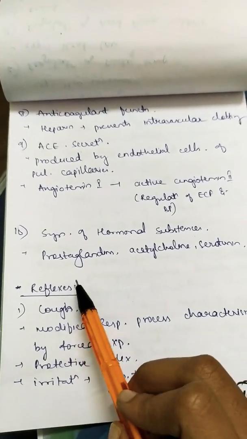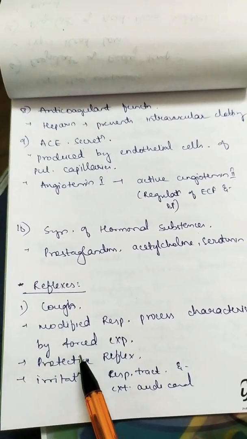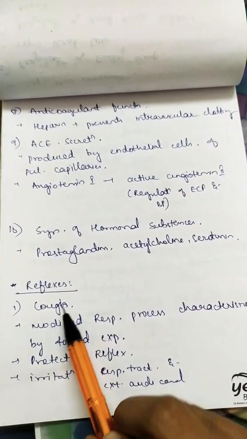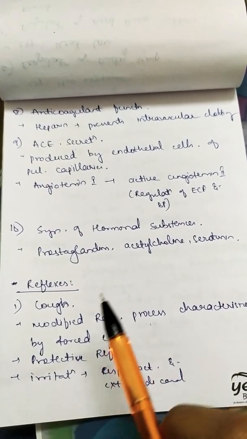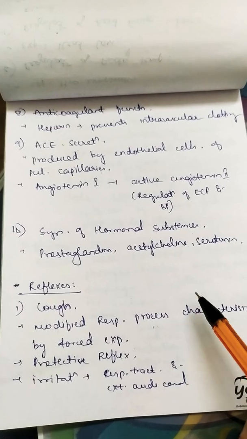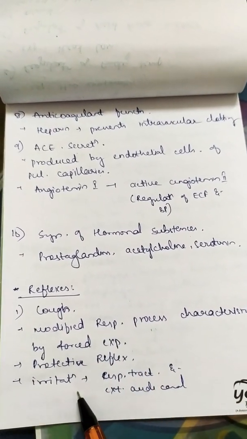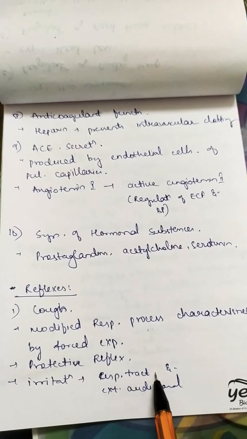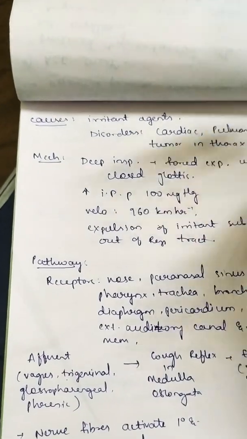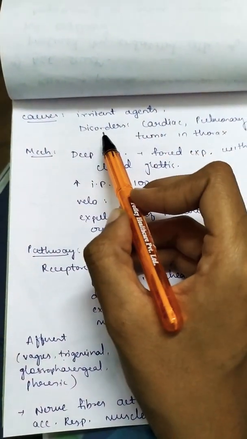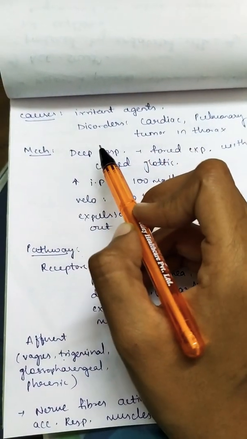There are certain reflexes taking place in our respiratory system. The first one we study is the cough reflex. Cough is a modified respiratory process characterized by deep inspiration followed by a forceful expiration. It is a protective reflex caused by irritation in the respiratory tract and external auditory canal. The causes are irritant agents and also certain disorders like cardiac, pulmonary and tumor in thorax.